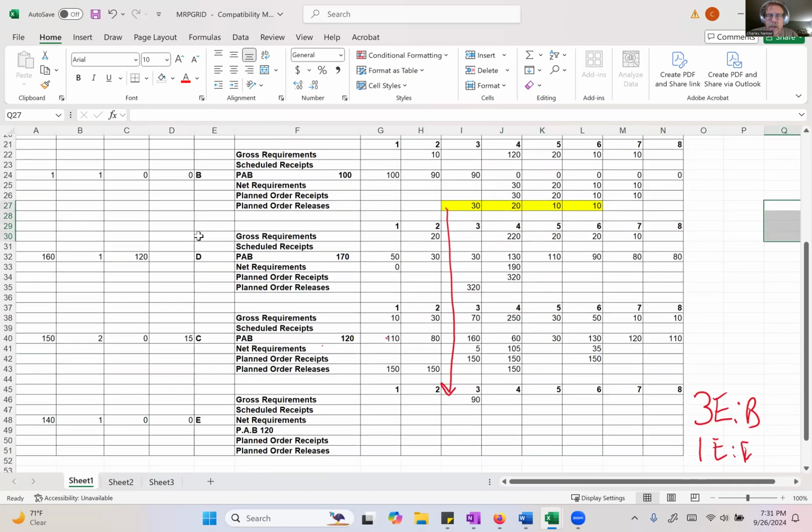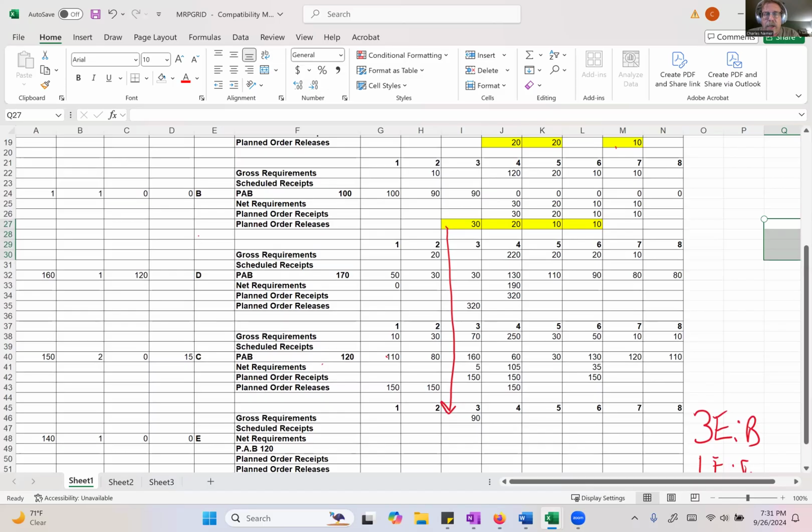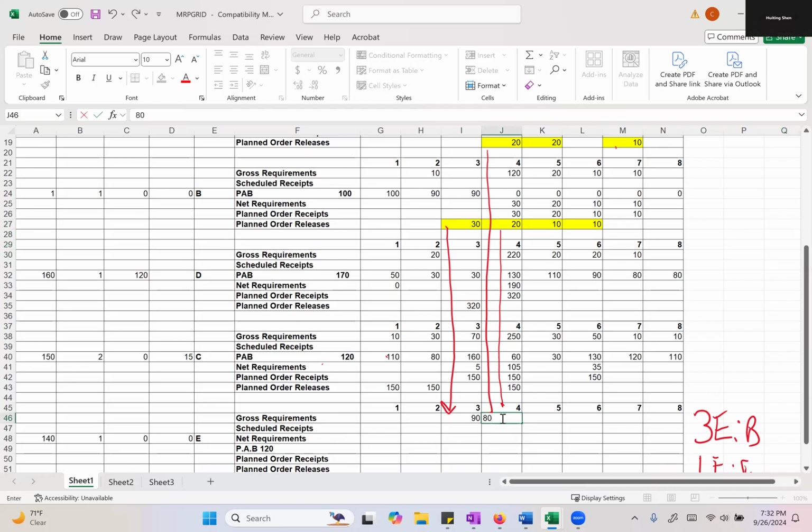Okay. Next one, I need 20 F's, and it's one E for every F, and 20 B's. So I need 20 E's for the 20 F's, and I need 60 E's for the 20 B's. So I'm going to need 80 total. Yep. Thank you. I wasn't quite sure if I said that right or if I was going to confuse everybody, so I appreciate you reaffirming that.